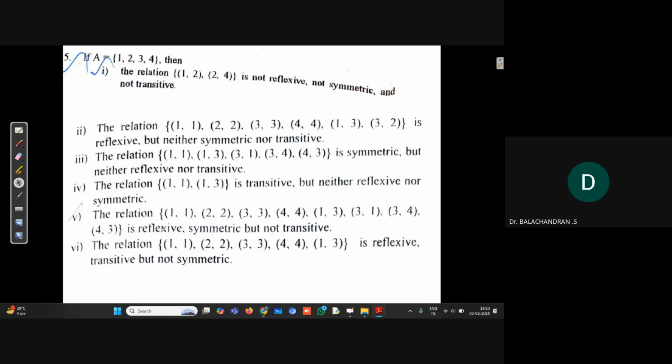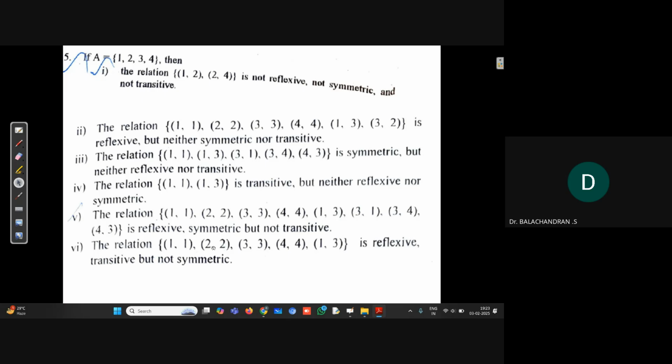And this relation is reflexive. Okay, (1,1), (2,2), (3,3), (4,4) are here, and it is also symmetric. You can check it. (1,3), (3,1), (3,4), (4,3) are here, but it's not transitive. So (1,3) and (3,4) means (1,4) should be here. I don't have (1,4) here.